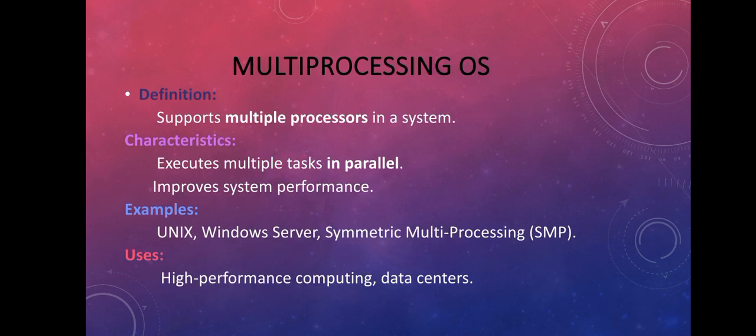On the other hand, a multiprocessing OS uses multiple processors to execute tasks in parallel, boosting system performance. Examples include Unix and Windows Server, and the uses of multiprocessing OS are high-performance computing and data centers.